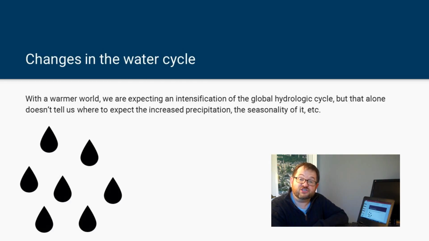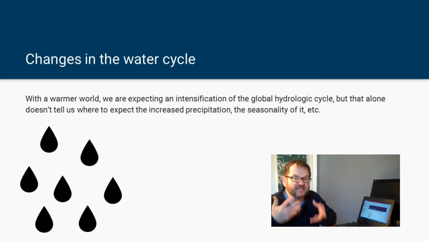Everything I've shown you so far in this lecture was about what models are telling us about the changes in temperature in the near-term climate. Let's start getting more general than that and talk about changes in the water cycle. Remember, back in the first module of the course, we talked about the fact that in a warmer world, we're expecting some kind of intensification of the global hydrologic cycle. We're expecting more evaporation, we're expecting more water vapor in the atmosphere.